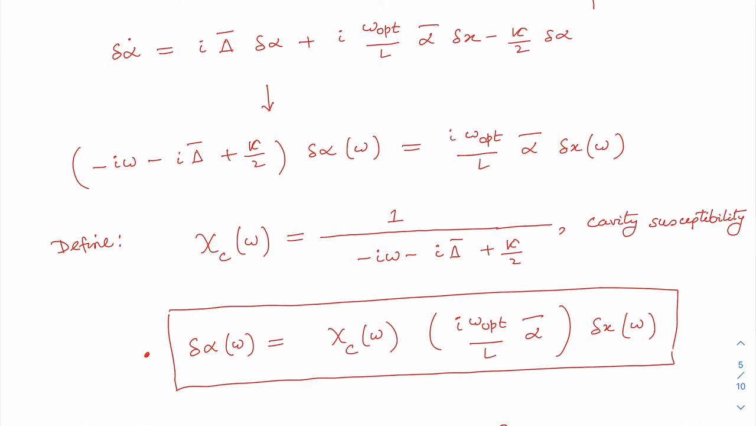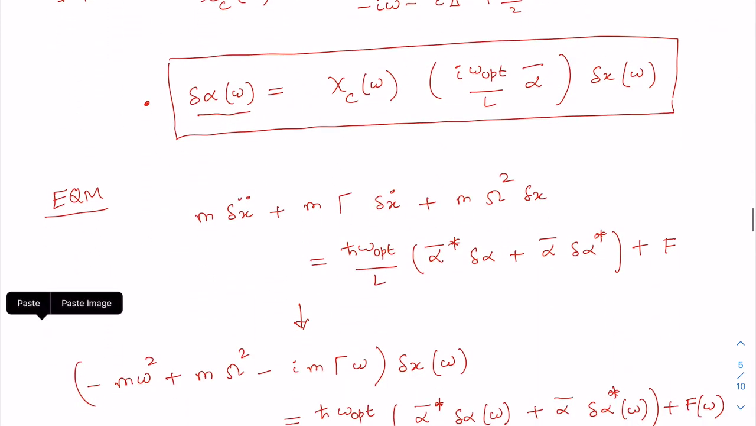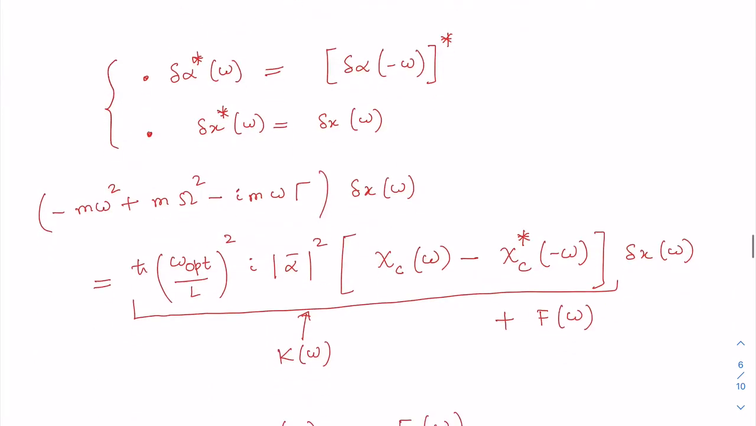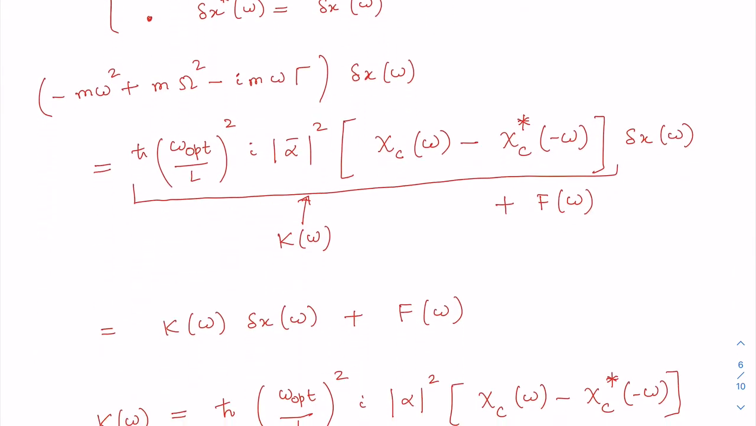We solved, we got the expression for the fluctuating field for the light field, and in the process, we defined a quantity called the cavity susceptibility by this parameter, which basically shows us how the light field is getting modified due to the interaction with the mechanics. And the equation of motion for the mechanics is written here, and then we replace the quantity delta alpha and delta alpha star, which is the complex conjugate of delta alpha. We put it here, and eventually after using these Fourier transform relations, we obtain an expression for delta x.